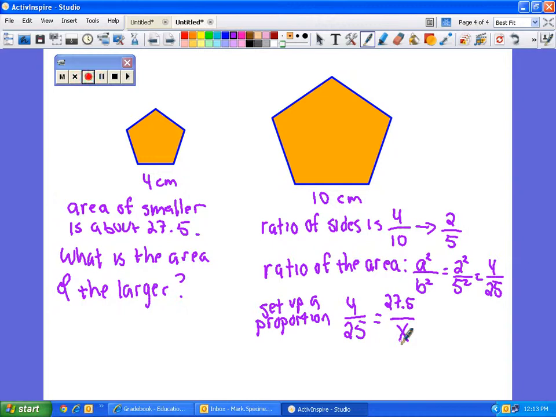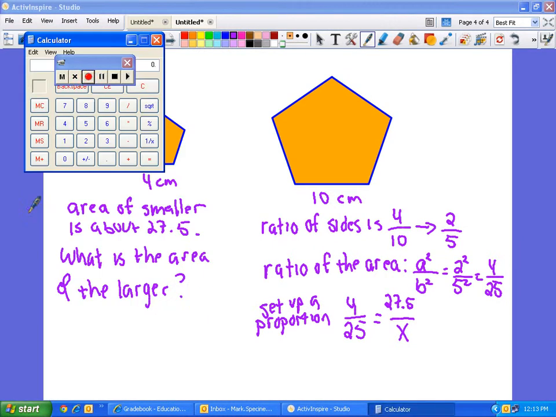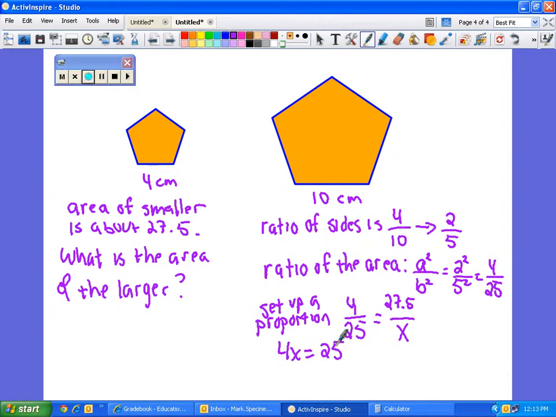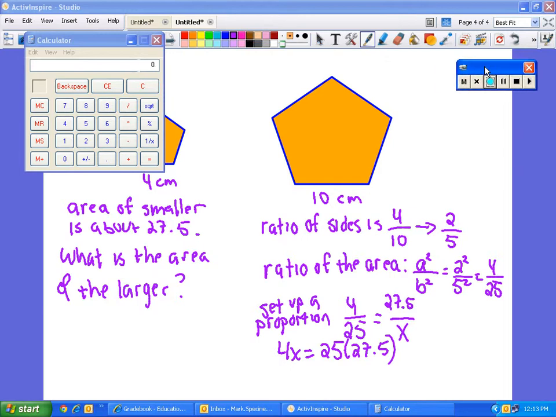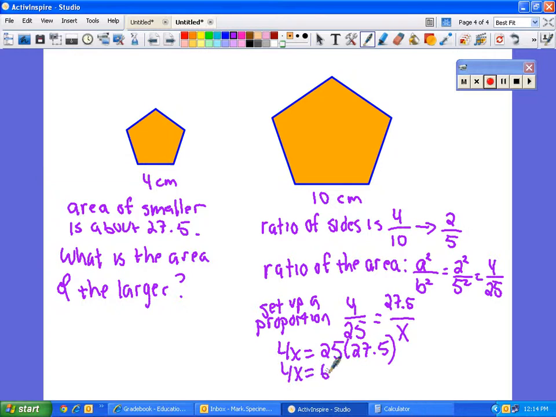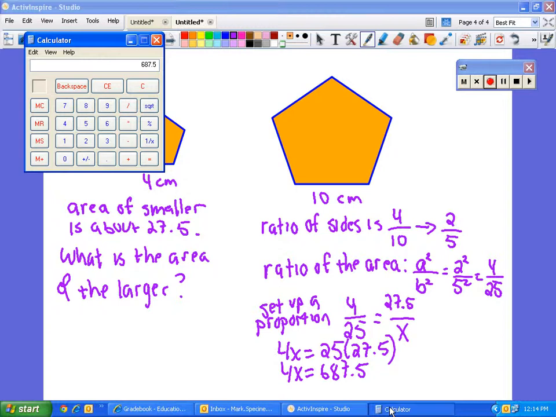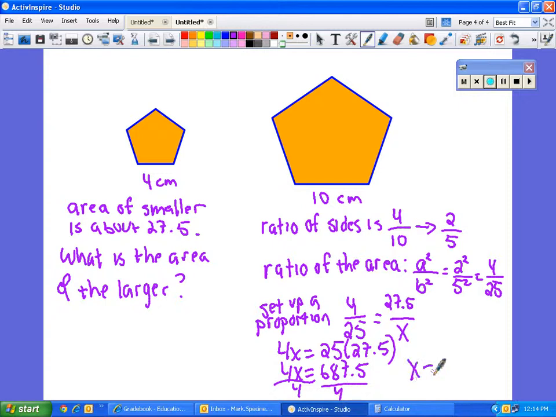How do I solve a proportion? You cross multiply. So I have 4 times X is equal to 25 times 27.5. 27.5 times 25 is equal to 687.5. So I get that 4x equals 687.5. And then to find my answer, I divide by 4. I get 171.875. The book rounds this to the nearest whole number, so x is equal to about 172 square centimeters.